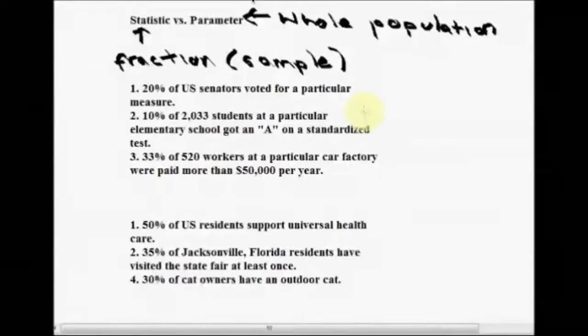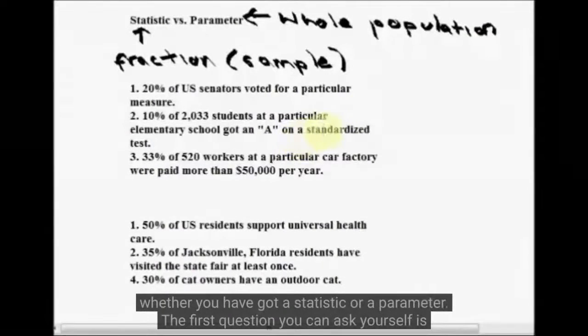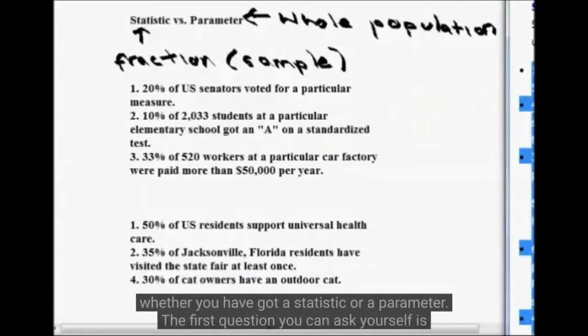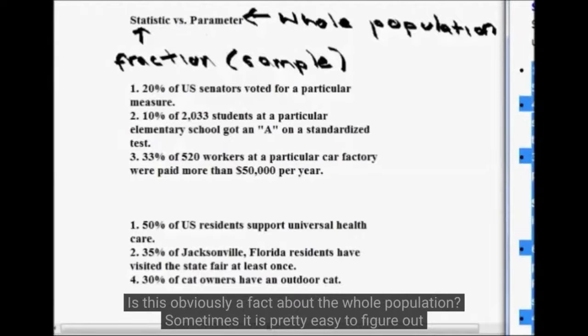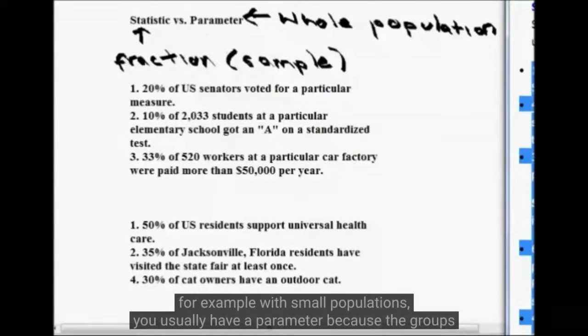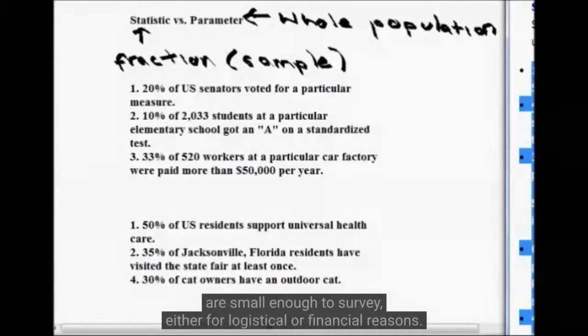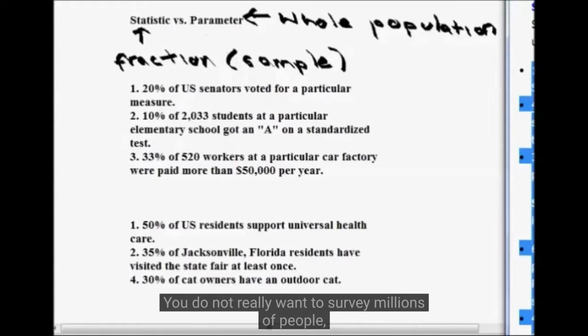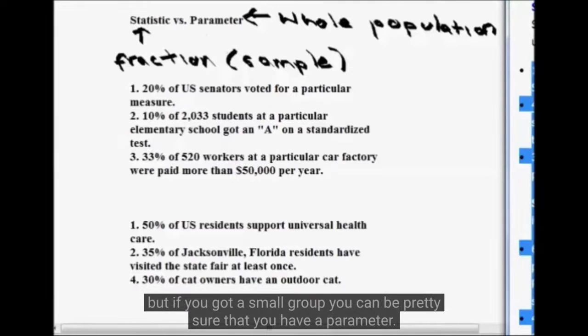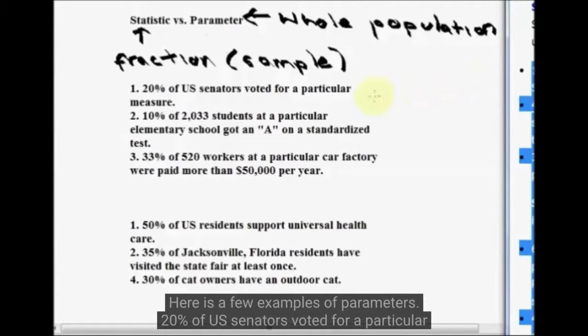There's a couple of steps you can take to determine whether you've got a statistic or a parameter. The first question you can ask yourself is, is this obviously a fact about the whole population? Sometimes it's pretty easy to figure out. For example, with small populations, you usually have a parameter because the groups are small enough to survey, either for logistical or financial reasons. You don't really want to survey millions of people, but if you've got a small group, you can be pretty sure that you have a parameter.